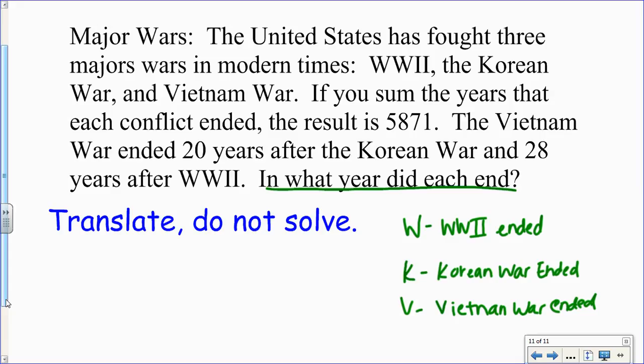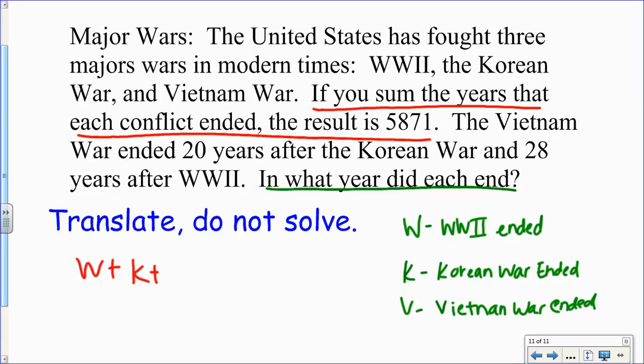Okay, if you sum the years that each conflict ended, the result is 5,871. How would I set that equation up? If you sum the years that each one ended, W plus K plus V, 5,871. Good. Okay. The next one.